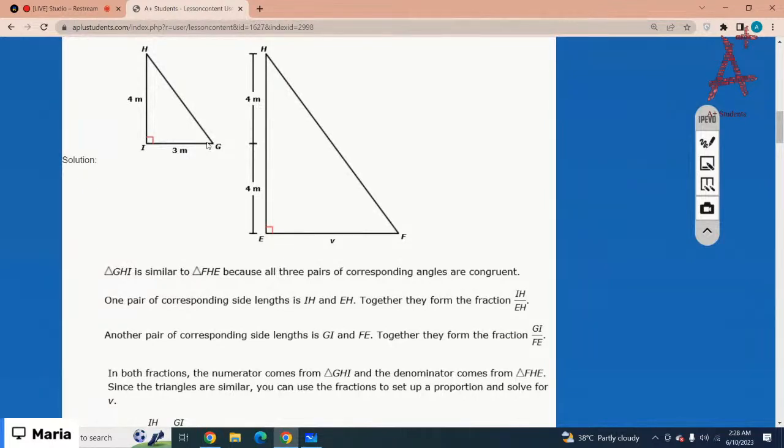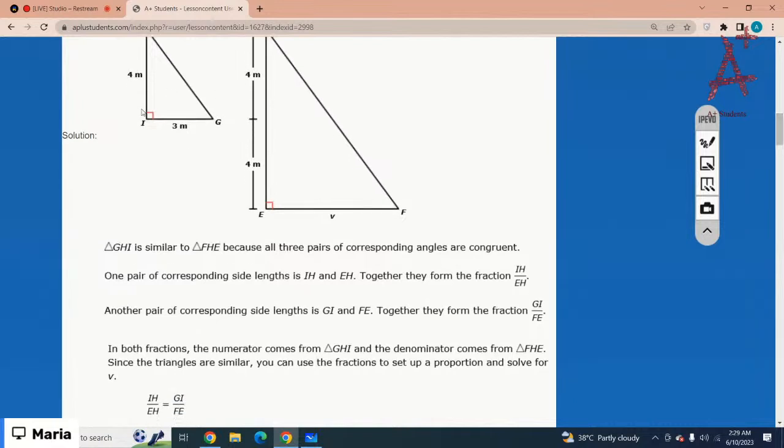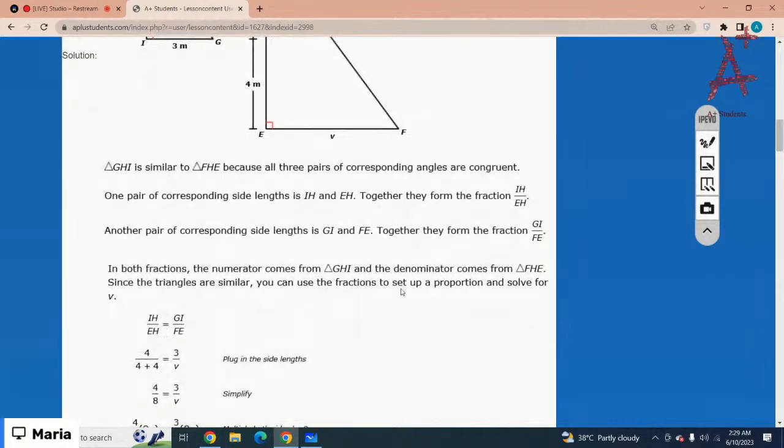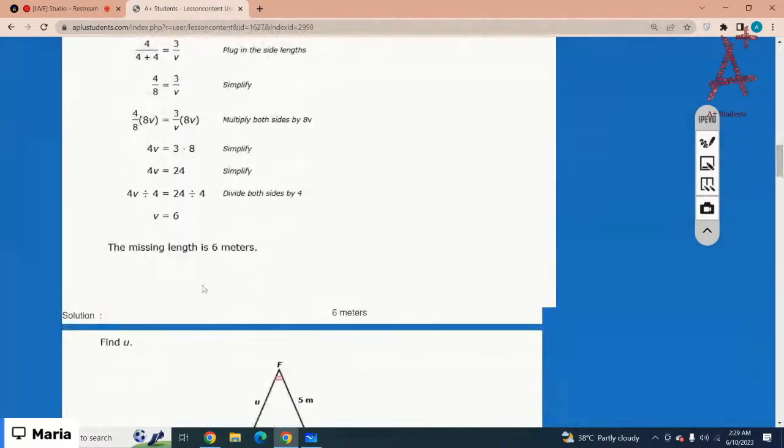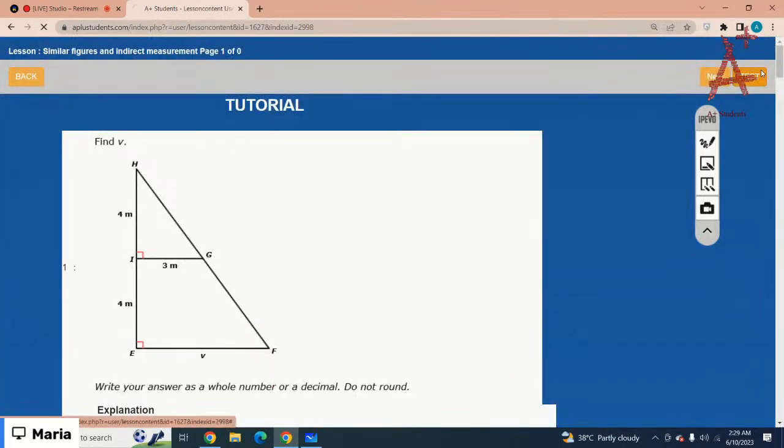They are similar. Both triangles are exactly similar. That means angle HI corresponds to HE, and you have to form the proportion between their similar sides. HI corresponds to HE, and IG corresponds to EF. Got it? EF you have to find. It would be 3 over V. You have to solve this for V, so it would be 6 meters. Let's just start with the practice questions.